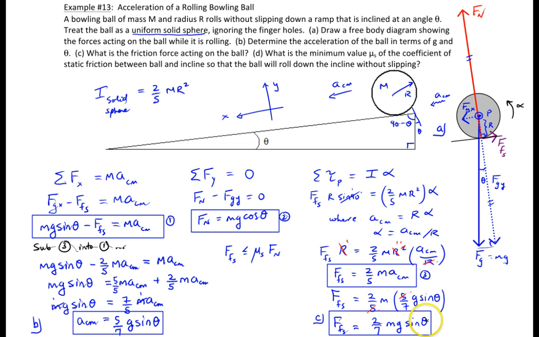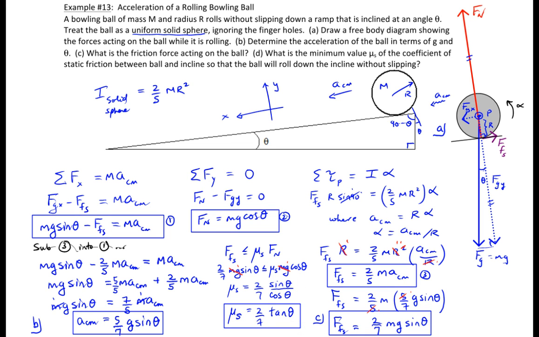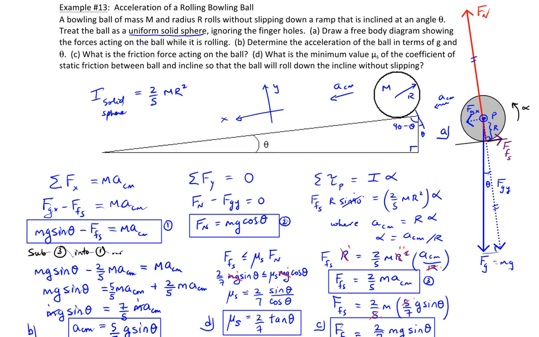So we're going to place this expression over here on the left side and this expression over here on the right side. And then we can cancel out the mg's, making it independent of the mass. And let's divide both sides by cosine theta, and we'll get 2/7 sine theta over cosine theta, which is really tangent theta. And so we'll put a box around that answer, and that's the answer for part D. So to prevent slipping, the coefficient of friction must be at least, so really there is a greater than or equal sign here, at least equal to 2/7 times tan theta.